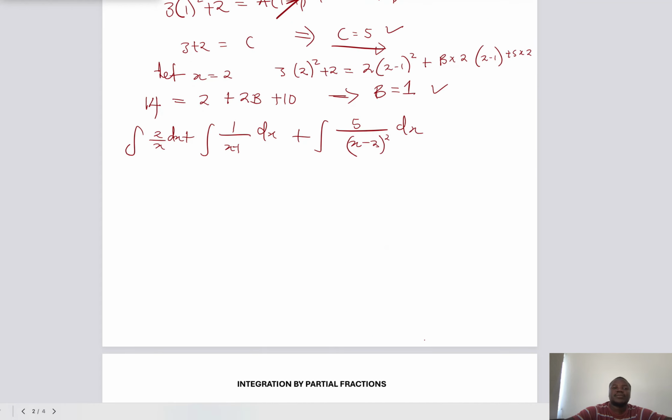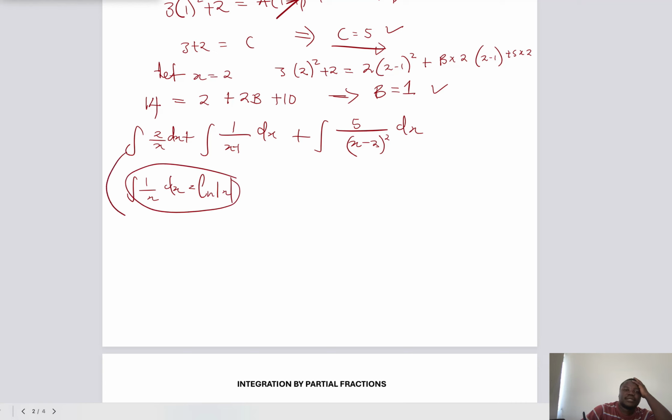So here I'm going to remind you of rules. If you've got the integral of 1 over x dx, what we find is equal to ln of x. So based on this, this is going to give us 2 ln of x, plus ln of x minus 1.